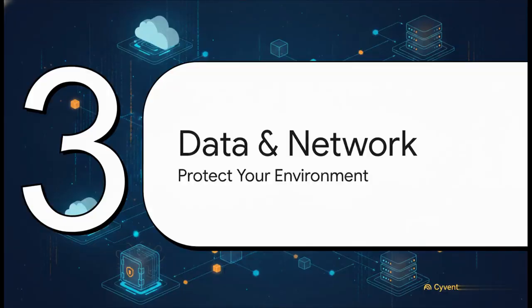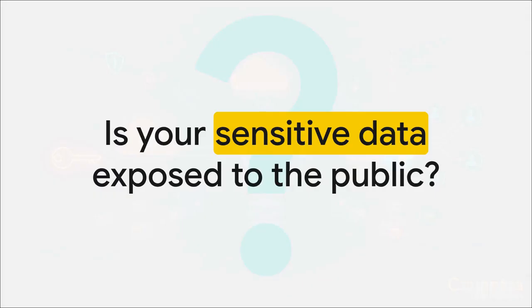Next up, Section 3, data and network protection. Now that we've secured who gets into your environment, we have to protect what actually lives inside it. It's a pretty terrifying question, but mistake number 5, publicly accessible Amazon S3 buckets, is hands down one of the most notorious AWS security blunders out there.